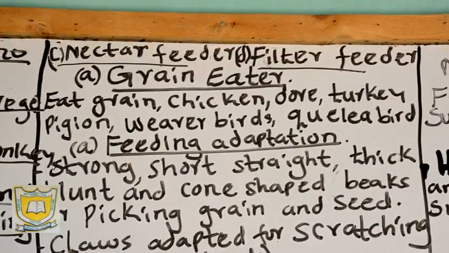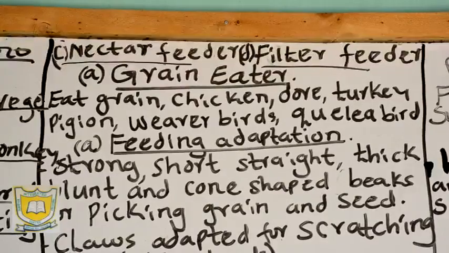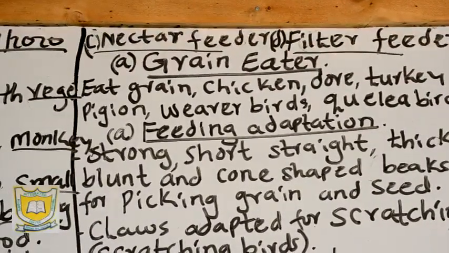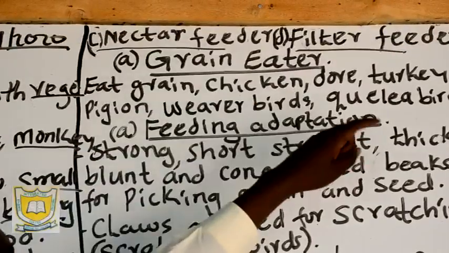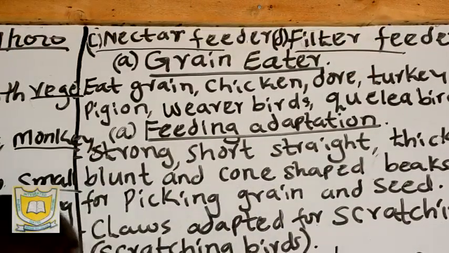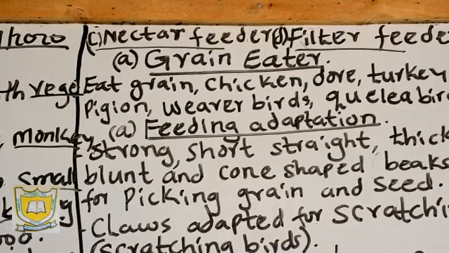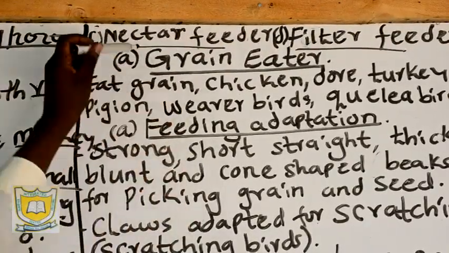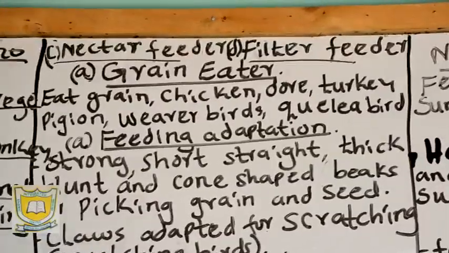Every bird has its adaptation that helps it, so that we can call it a grain eater, a flesh eater, a nectar feeder, or a filter feeder. We are going to discuss the adaptations that help these birds to be grouped in different groups. First, we are going to discuss the grain eater.